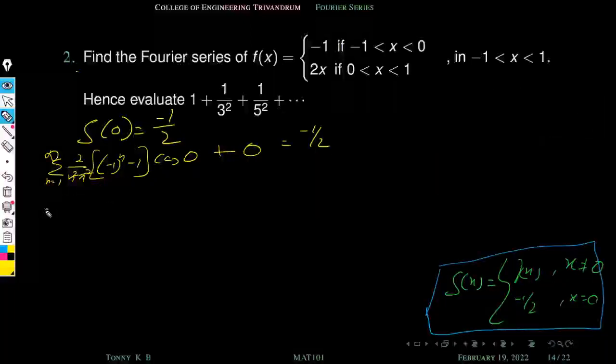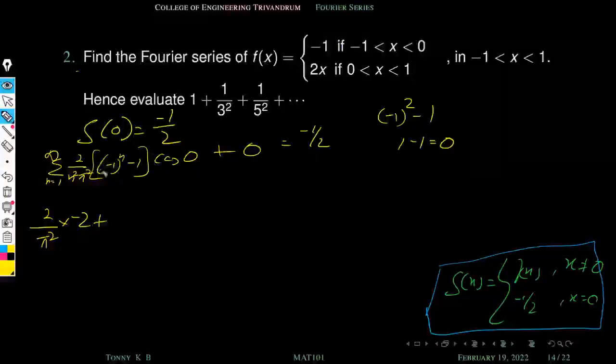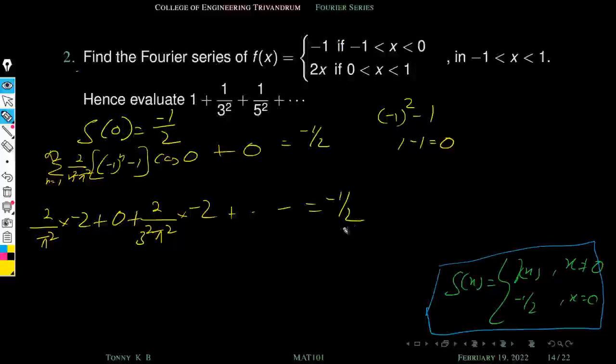When n equal to 1, this is 2 by 1 square into pi square. When n equal to 1, this is -1 minus 1, that is -2. Plus, when n equal to 2, this is (-1) raised to 2 minus 1. What is (-1) raised to 2? That is 1. So 1 minus 1 equals 0. That means for even values of n, this term is always 0. Then what about when n equal to 3? Again it is 2 by 3 square pi square into -2, plus etcetera, equal to -1 by 2.